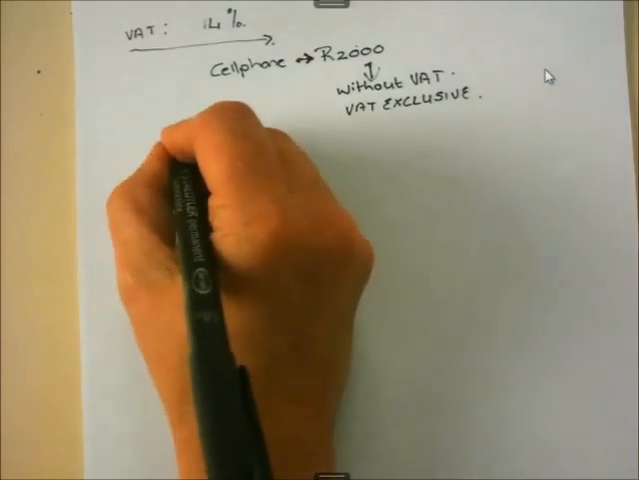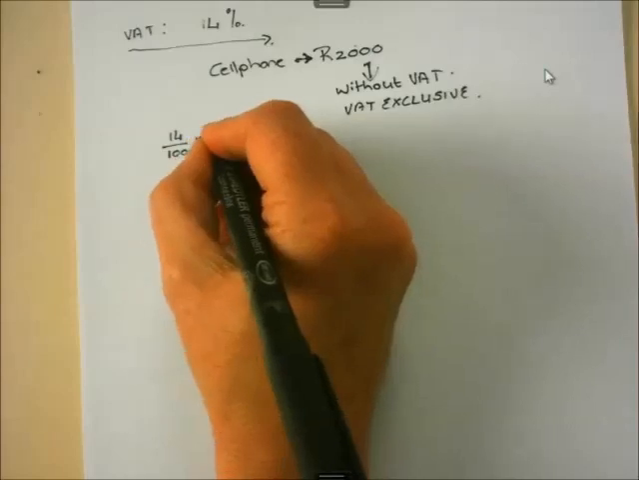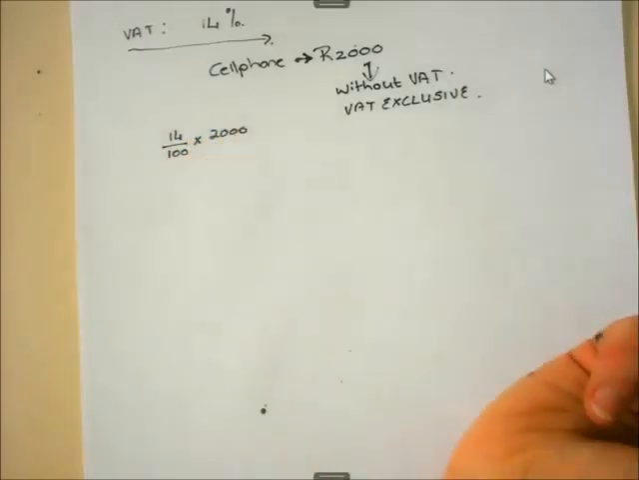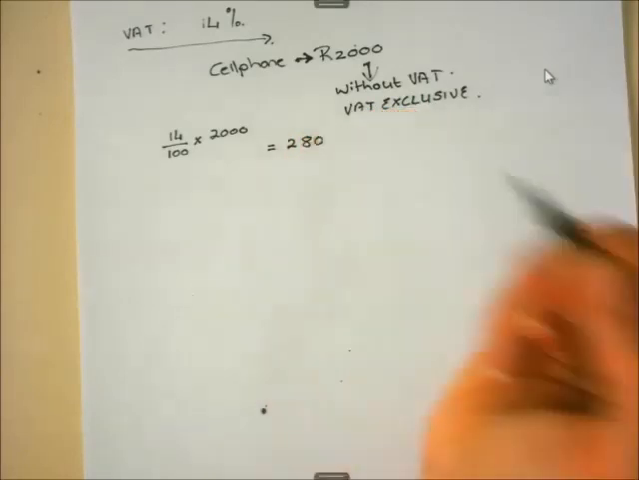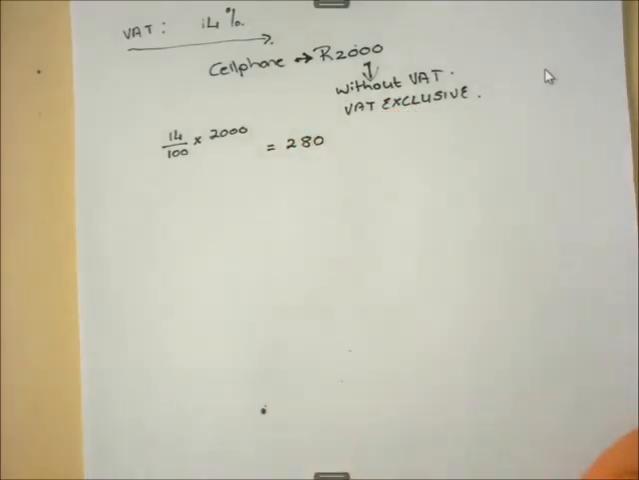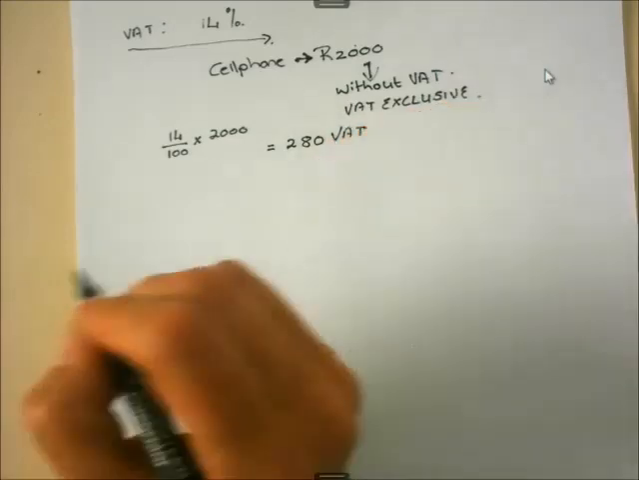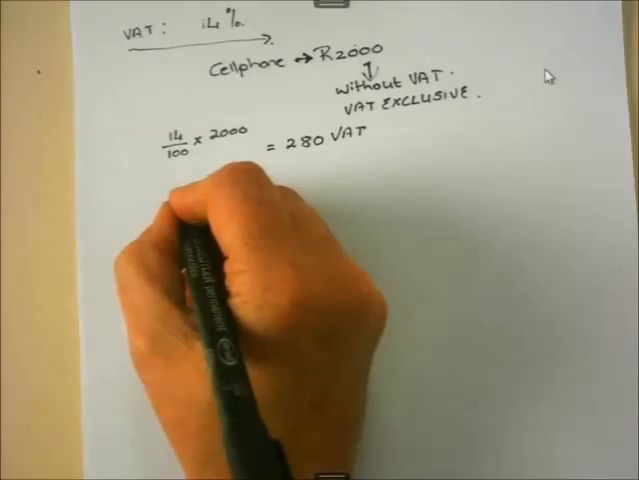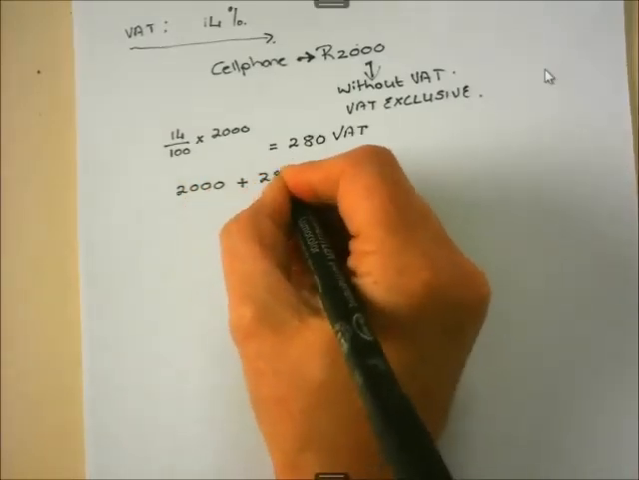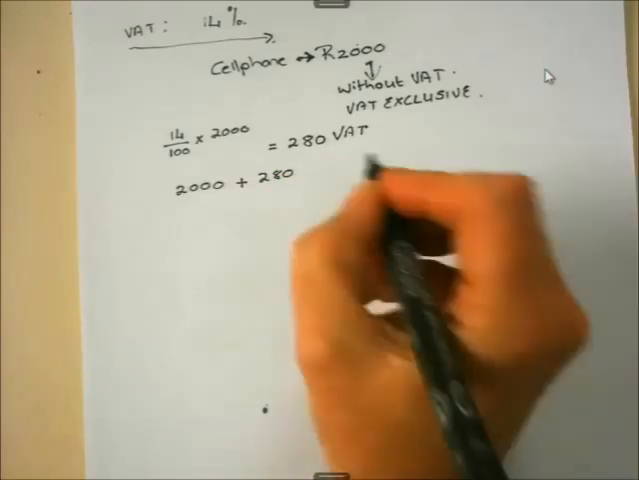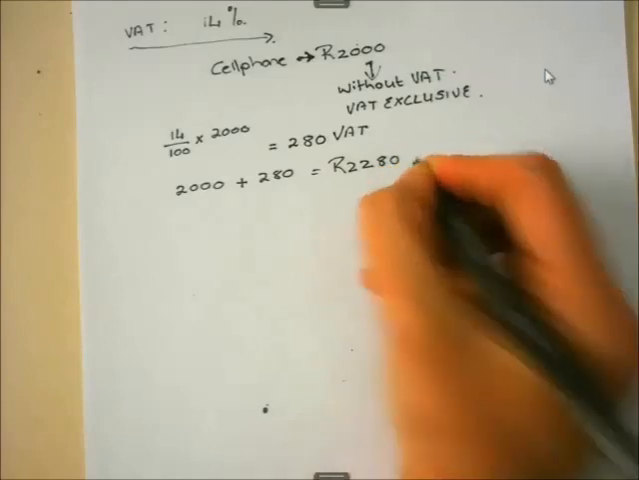So if I work this out, I'm going to work out 14% of 2,000, and you can go and work it out. It's 280. Check me, please. 280 is the VAT that you are going to have to pay. So at the end of the day, you will pay for the cell phone 2,000 plus 280 Rand, which will give you 2,280 Rand. Right.